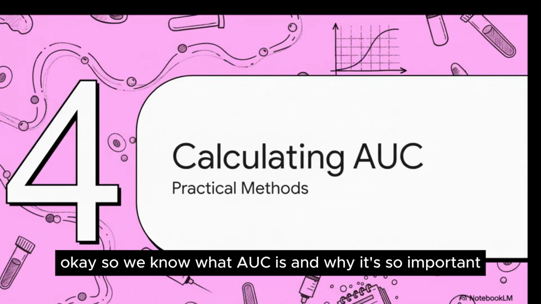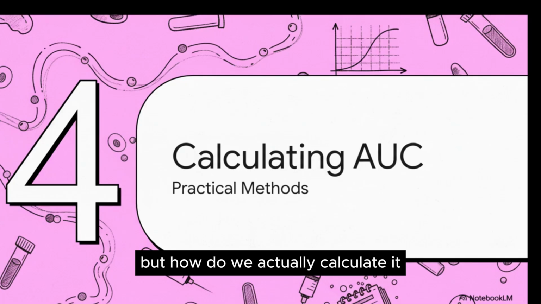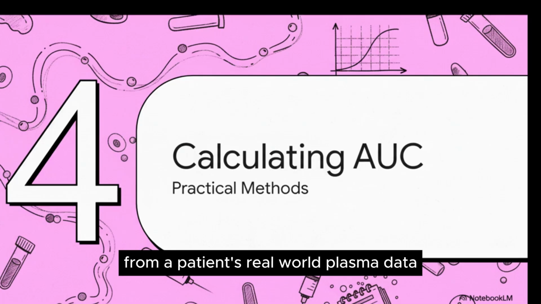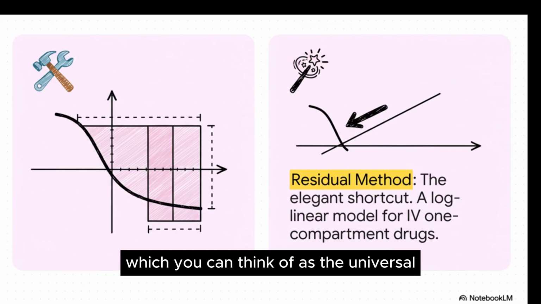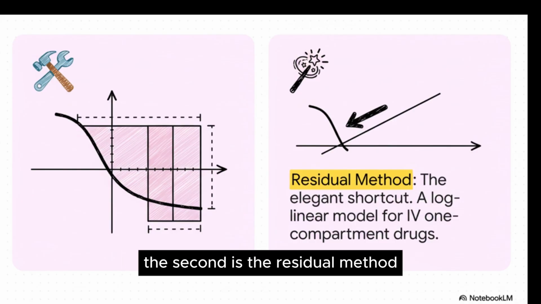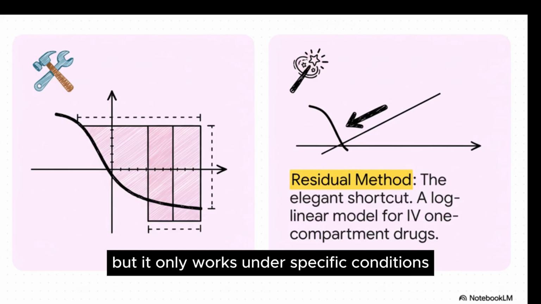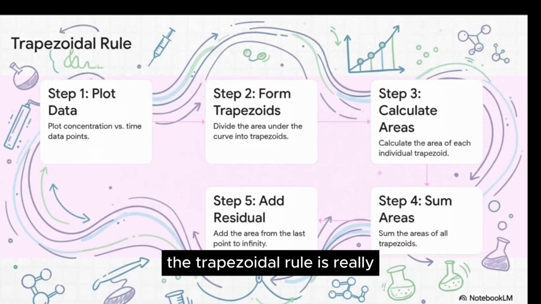Okay, so we know what AUC is and why it's so important. But how do we actually calculate it from a patient's real-world plasma data? We've got 2 main methods. The first is the trapezoidal rule, which you can think of as the universal all-purpose tool that works for just about any situation. The second is the residual method, which is more of an elegant shortcut, but it only works under specific conditions. The trapezoidal rule is really as straightforward as it sounds.